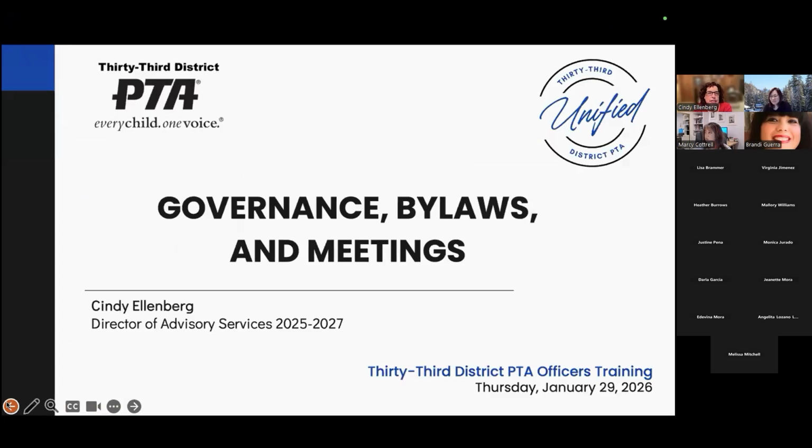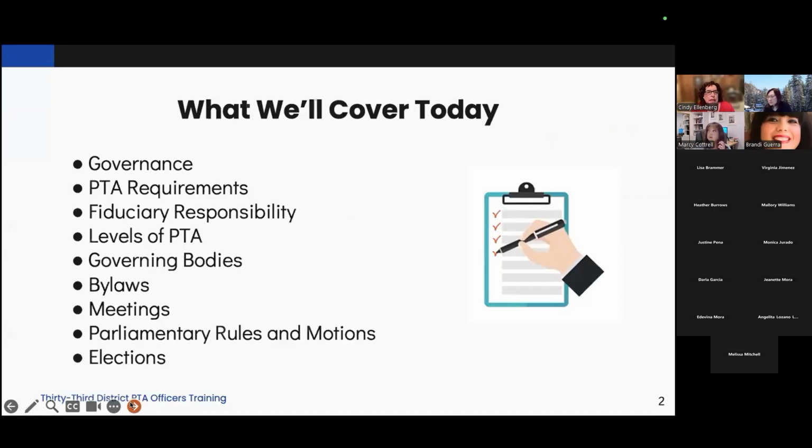Today, we're going to be discussing governance, bylaws, and meetings. It's going to be an overview type of meeting. We'll start with governance, what it is and how it affects us, PTA requirements, fiduciary responsibilities for all members of the board, levels of PTA, the different governing bodies in PTA, bylaws. We'll go into a little bit of depth of what's in our bylaws.